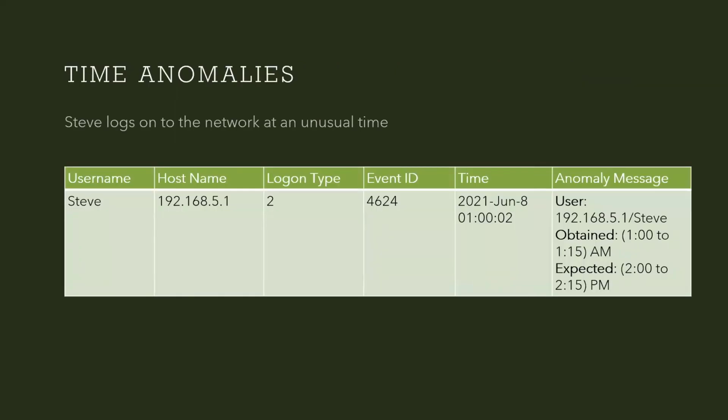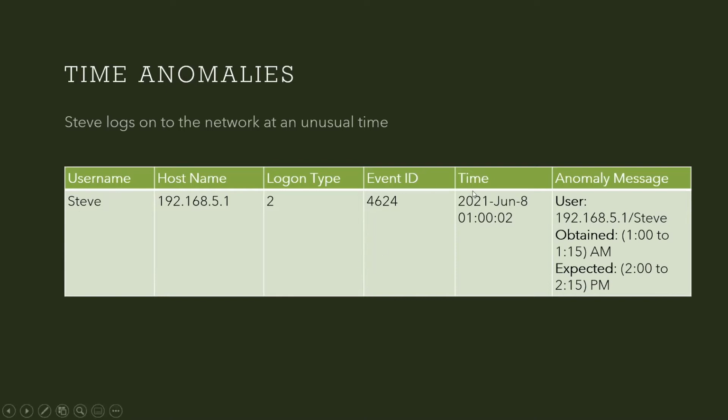For example, take a look at this. We have a user here called Steve, who's expected to log on between 2 and 2:15 p.m. But what is actually happening is this right here. They're showing a log on at 1 a.m. So is this a case of some kind of malicious activity? As a security analyst, we've got to be able to double check on this. We've got to be able to see and get to the bottom of what Steve is actually up to.